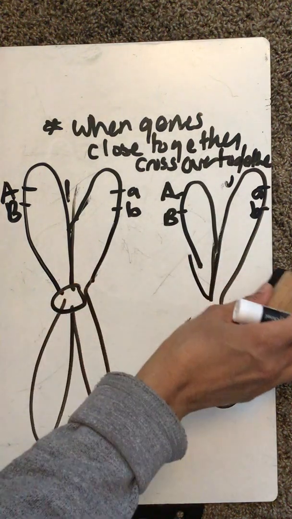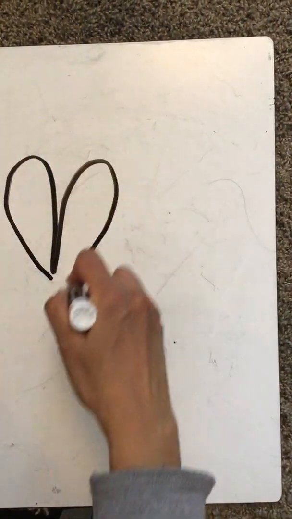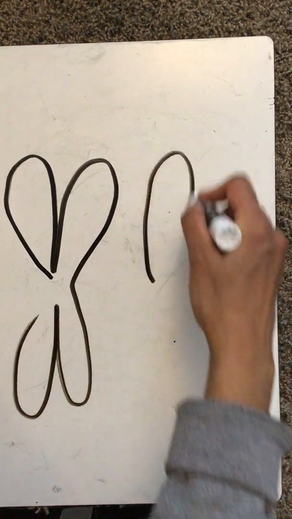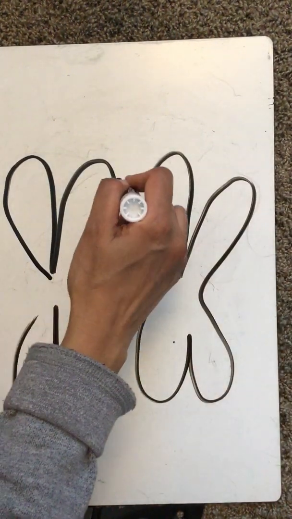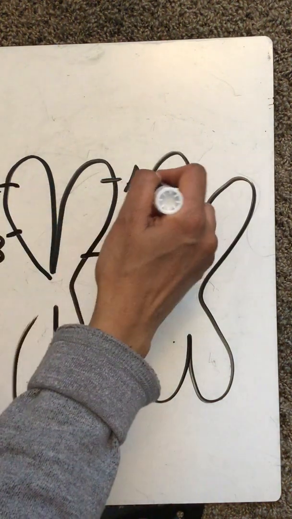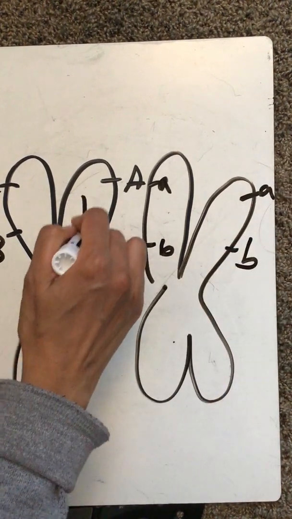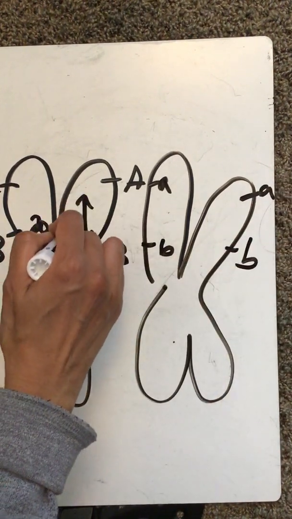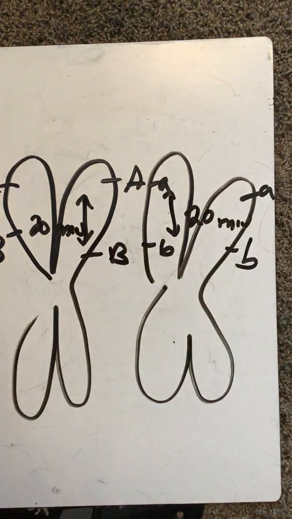And I'm going to show you why when they're further apart, they tend to cross over separately. So we're going to still draw these chromosomes here, just like this. And here I have genes A and B, A, B, little a, little b, little a, little b. And let's say these are 20 map units apart.